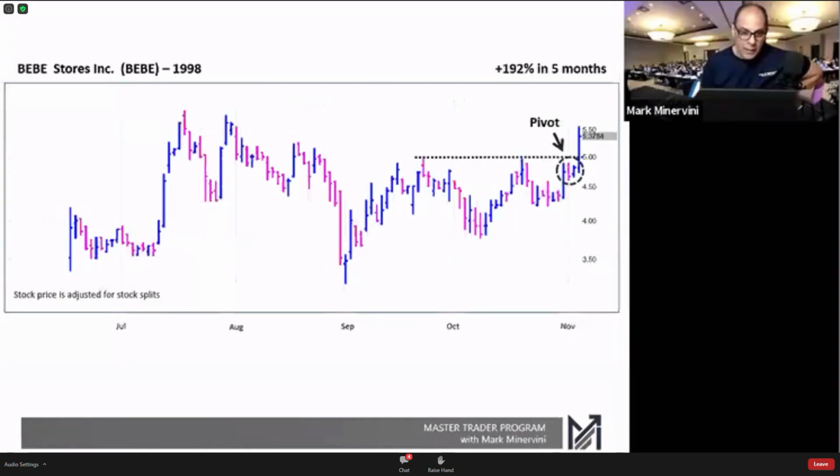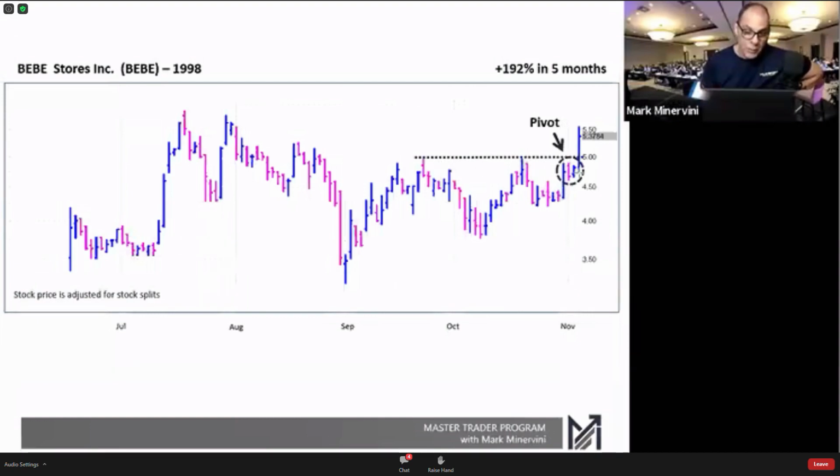Again, taking a look at baby stores. This is back in '98. I bought it coming out of this base here. Worked out really well. You can see it went up almost 200% in 5 months. So again, the pivot is just a little bit below these highs, but not much benefit of buying it.